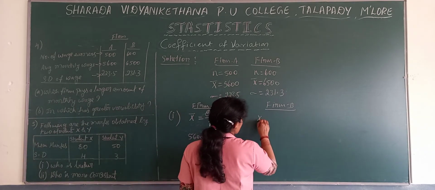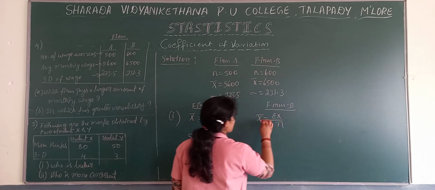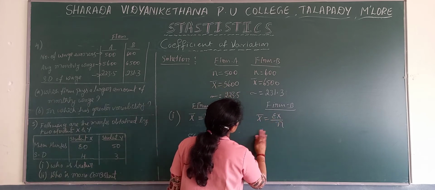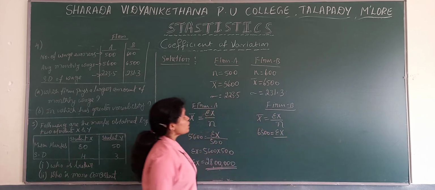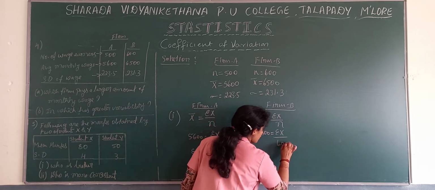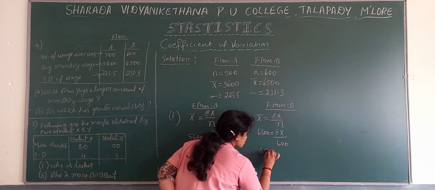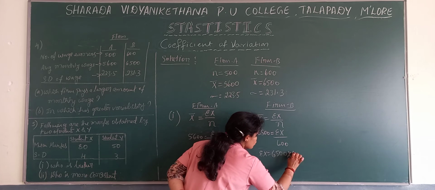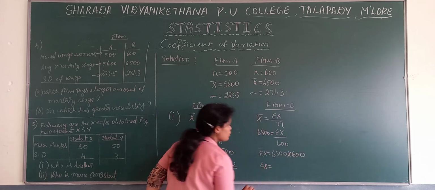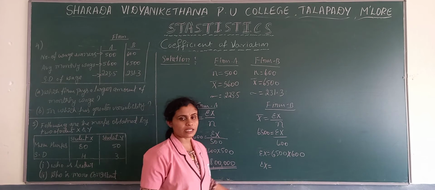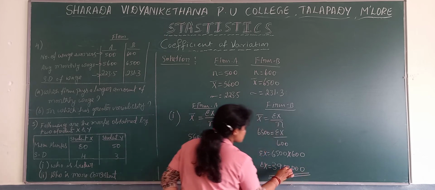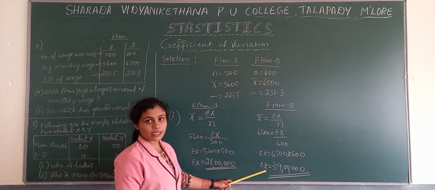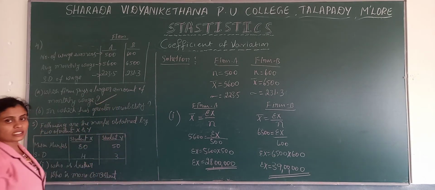Now do that with firm B, sigma x by n. X bar is given as 6500, and your n value is 600. Here also you do the same thing: sigma x is equal to 6500 into 600. When you multiply 6500 with 600, you get 39 lakh. This is the amount which firm B pays to their employees. So this is about the first question in the first problem.